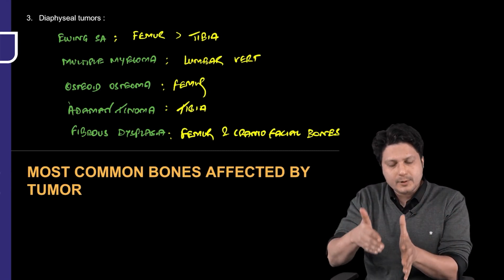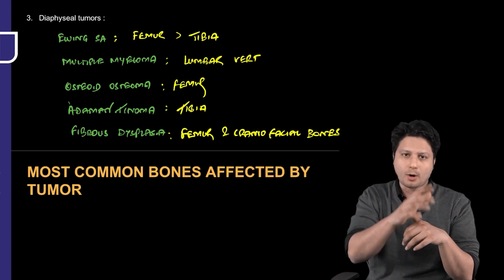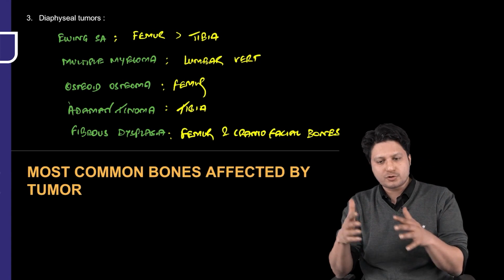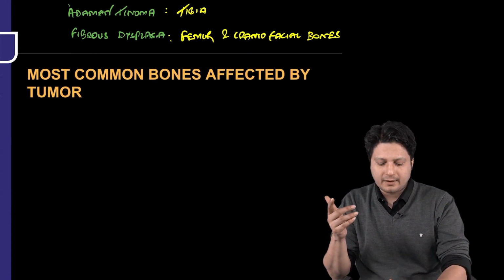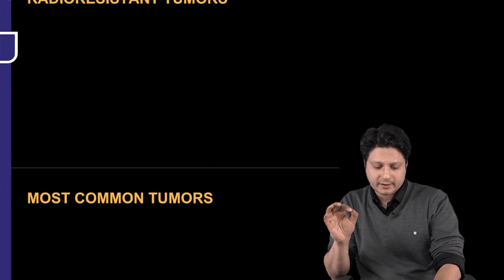Alright, it will help you in ruling out the differentials which are provided to you in the options. When we practice the questions, you will come to know how easy it is to rule out the other options. So with this, we have covered this table also, that is, the most common bones to be affected by that tumor.